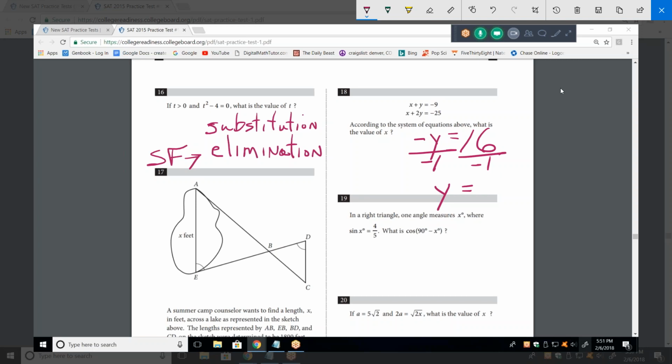Just y. No, what is that? Oh, sorry. Yeah, you're right. The left side is just y. What's the right side? 16. Negative 16, correct. All right. However, they didn't ask us for y. They asked us for x. So how am I going to get x?